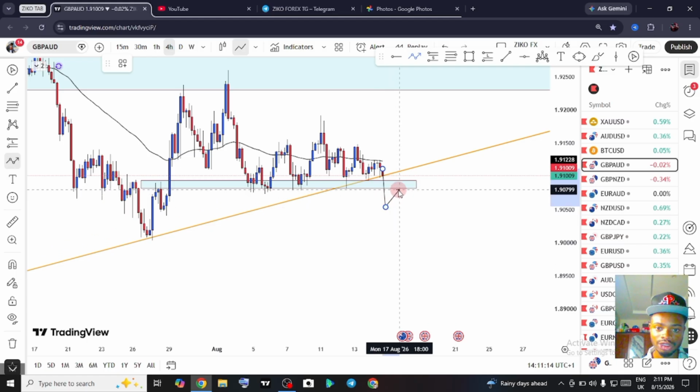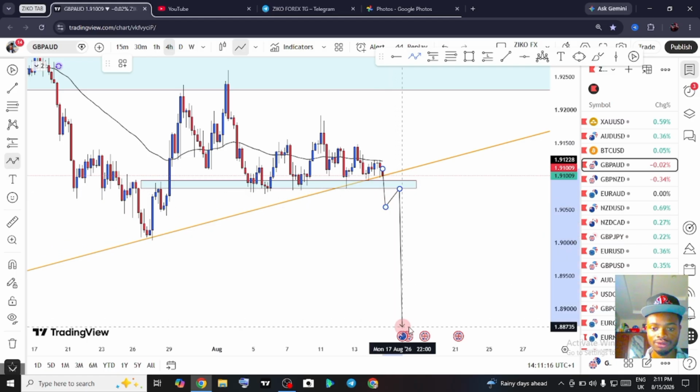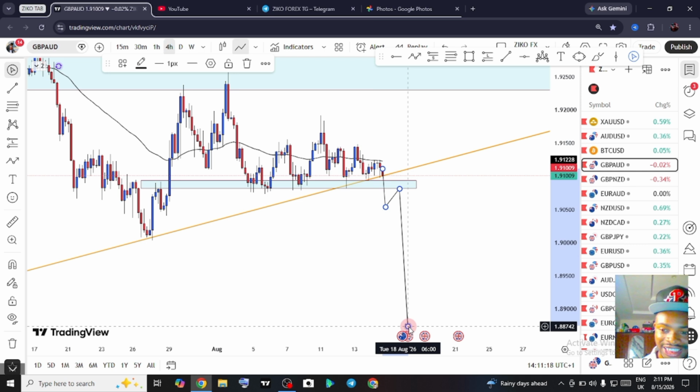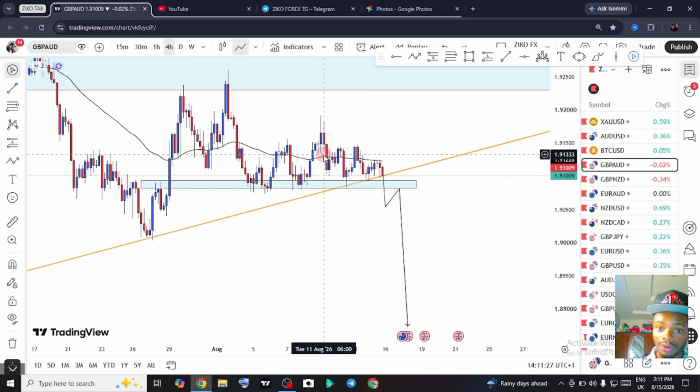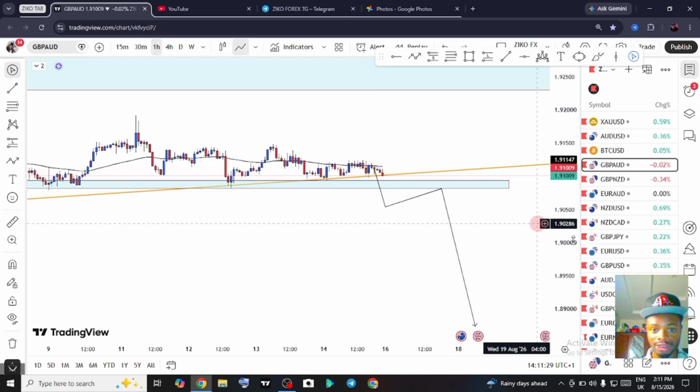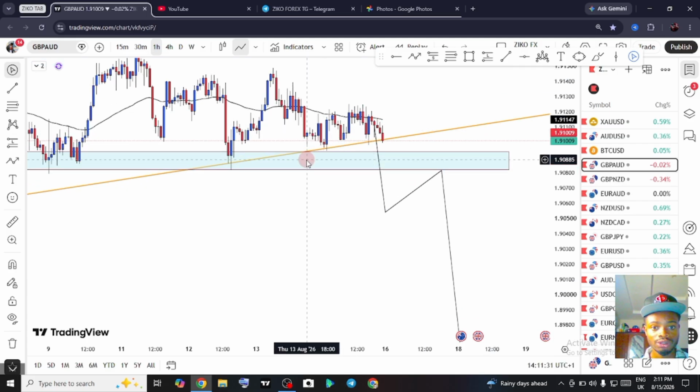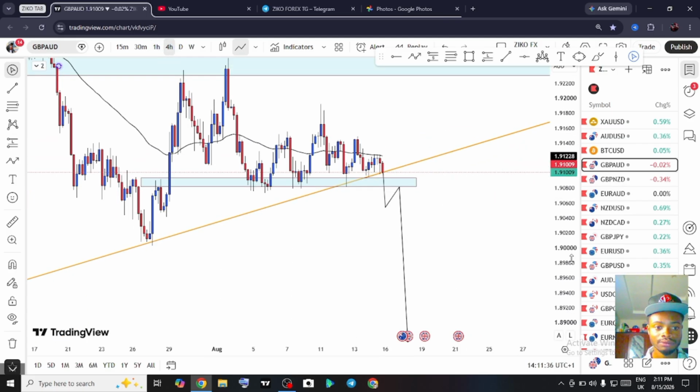A break, a retracement right here, and an engulfing to sell. I would actually like to see this pattern on the 4 hour time frame because the 4 hour time frame is looking very clean to me, right? So I would like to see this break, retest, and engulfing on the 4 hour time frame, not only on the 1 hour in this case. So yeah, I think I'll be adding GBP AUD for this week.